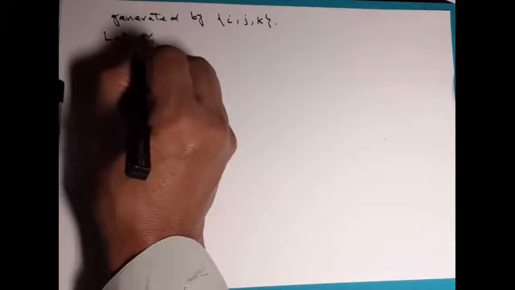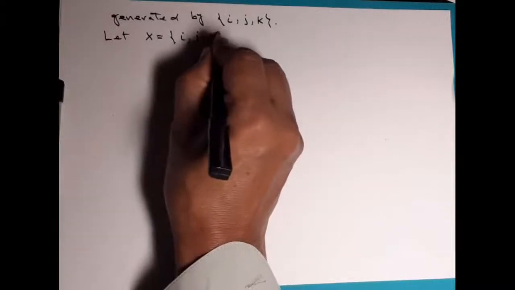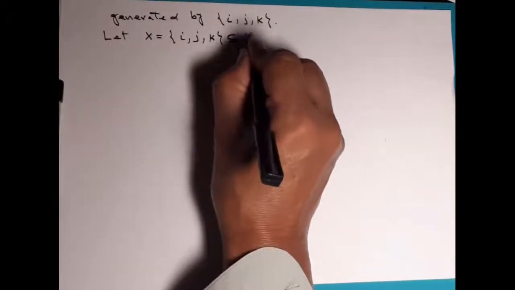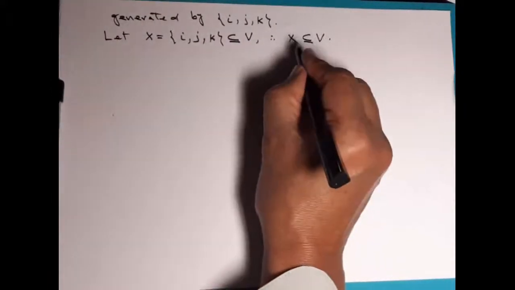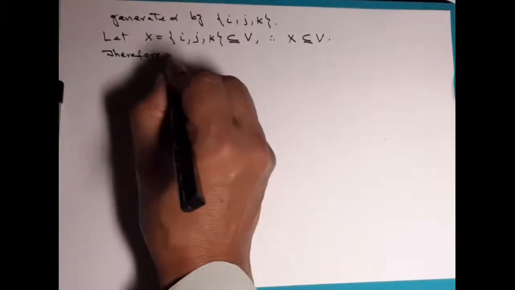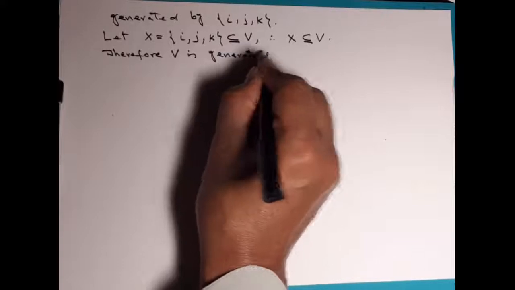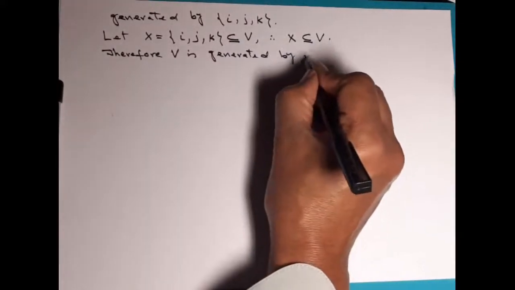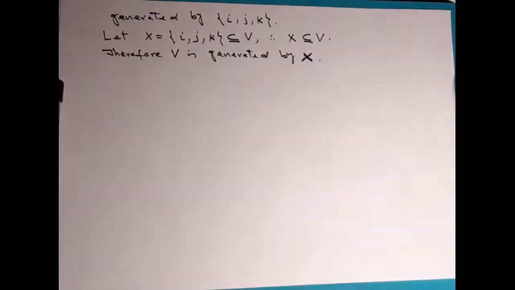Let me rewrite it. Let us call X equal to {i, j, k}, which is a subset of V, and therefore X is a subset of V. And what we have said is that V is generated by X. Therefore, V is generated by X. So this is the concept.